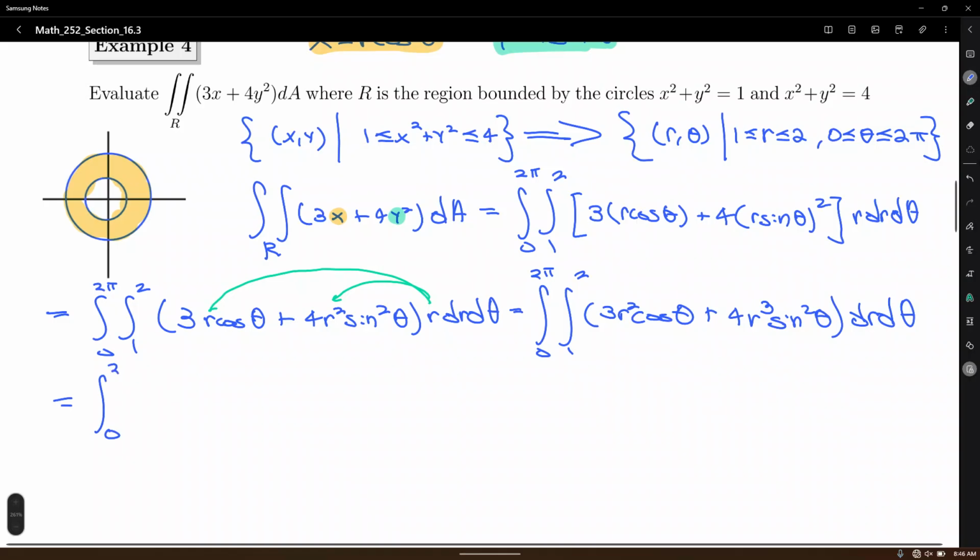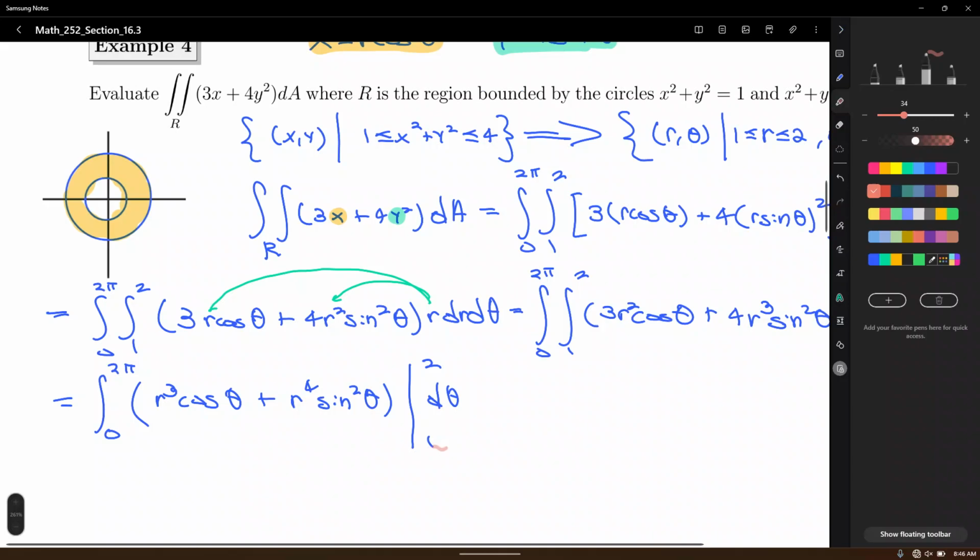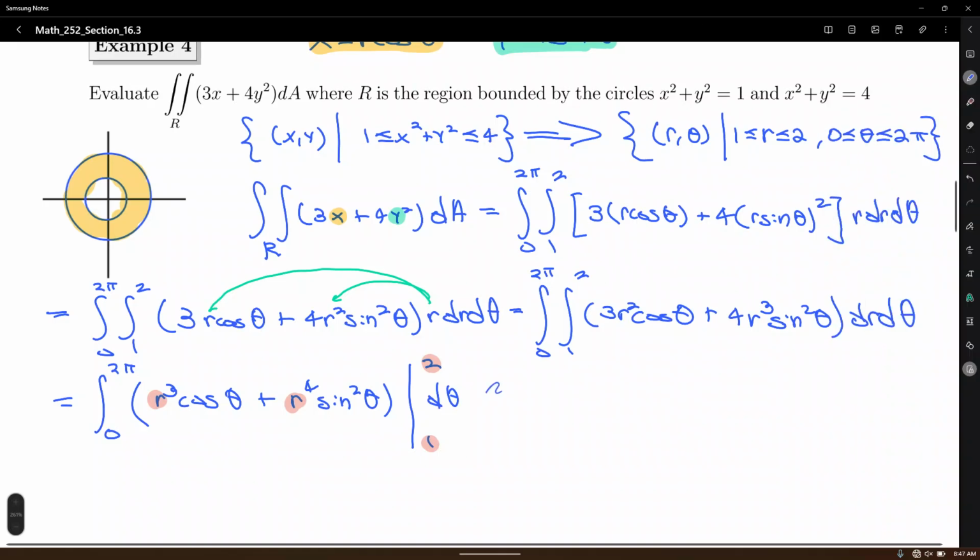That is the integral from 0 to 2 pi of r cubed cosine theta plus r to the 4th sine squared theta, evaluating between, what's that, 1 and 2. All right? Don't forget the d theta right here. But again, where are we going to evaluate this 1 and this 2? Only wherever you see the letter r, again, because we integrated with respect to r. Theta is still a constant at this point in time, right? Okay, so that's the integral from 0 to 2 pi.